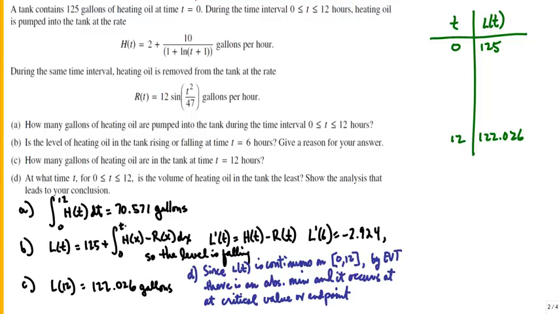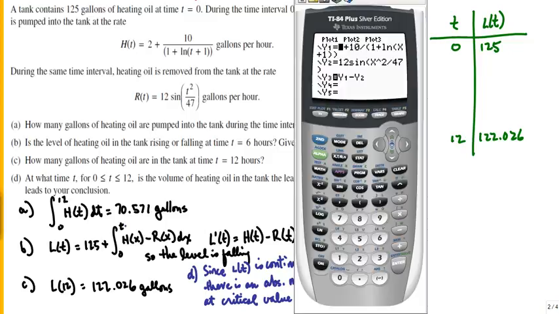So I'm going to spend a few minutes to look at the function, get a graphing window for it. And once again, what we're looking at is L of t, which turns out to be 125 plus the integral of y1 minus y2, or E of t, H of t minus R of t here. And we know that the derivative L prime of t is just y1 minus y2. So what I want to do here is graph y1 minus y2, and find out where the critical values are.